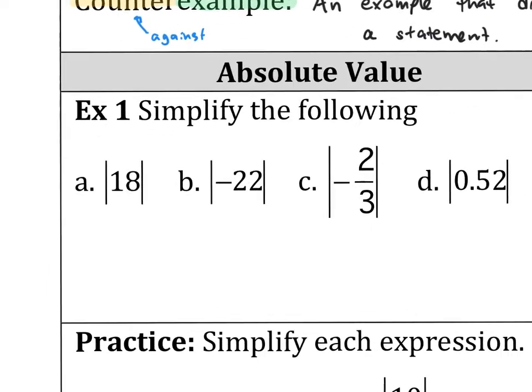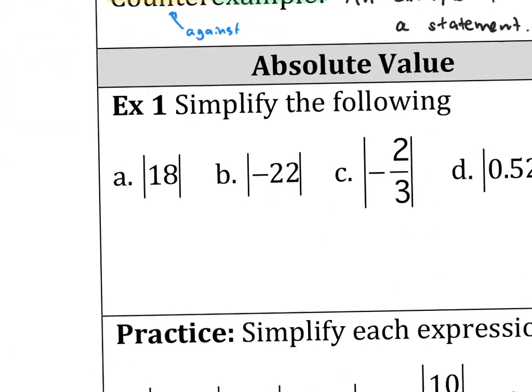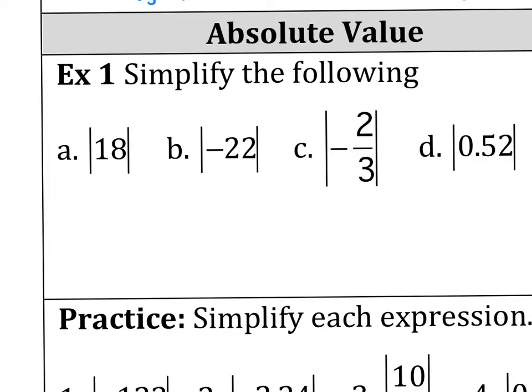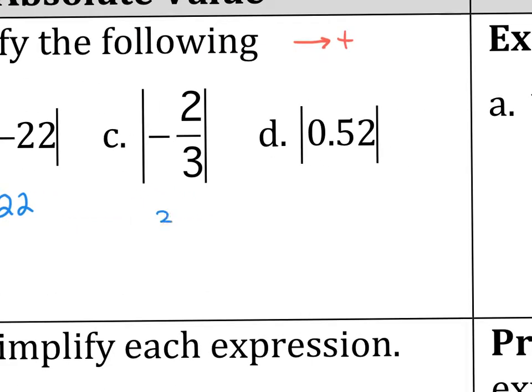So, we're going to simplify the following. First, we're going to do absolute value. Then, as you see here, we're going to do opposite. Absolute value is very straightforward. All we do is make everything positive. So A, the absolute value of 18 is simply 18, because that's the distance 18 is from 0. Next, negative 22. The absolute value of that is positive 22, because that is its distance from 0. And the same thing goes over here, 2/3, and this one is 0.52, so not overly complicated.